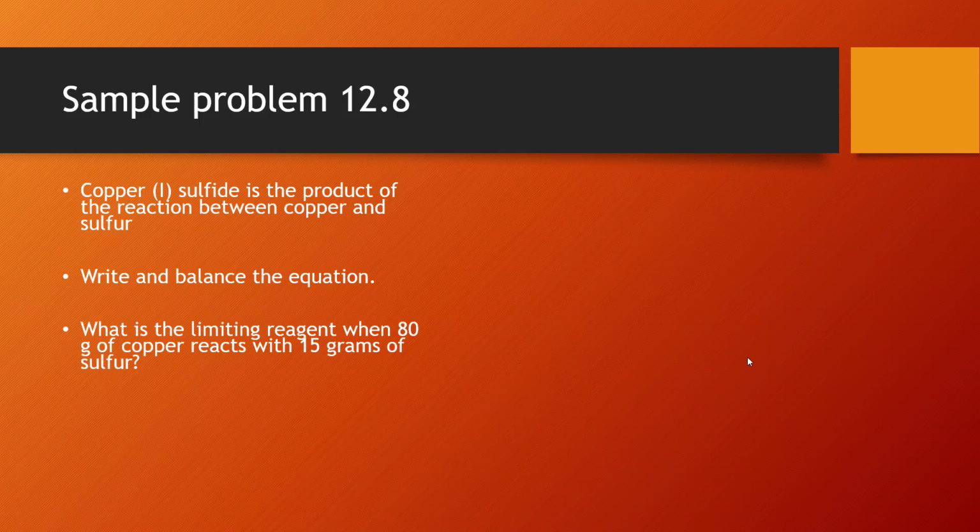So sample problem here from 12.8, you have copper 1 sulfide. It's the product of the reaction between copper and sulfur. So be able to write and balance the equation. So let's look at that. That would be 2 copper plus 1 sulfur is going to make Cu2S, so copper sulfide.